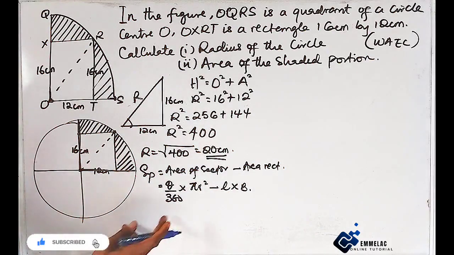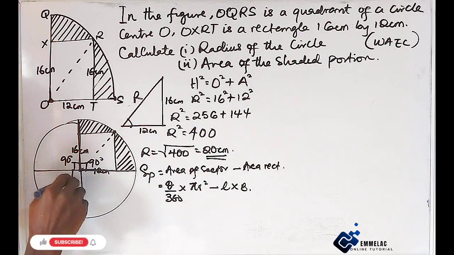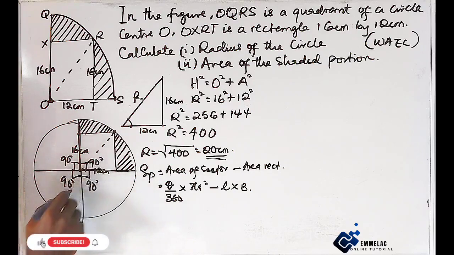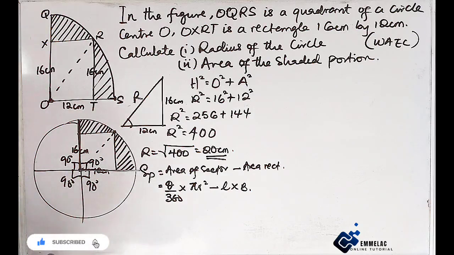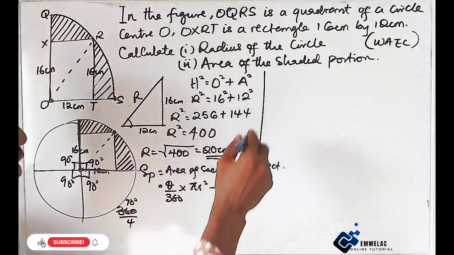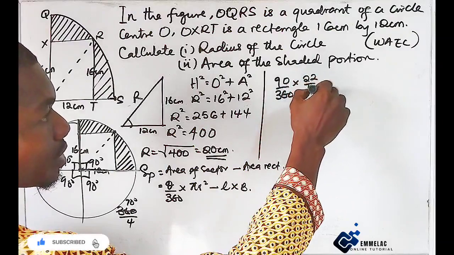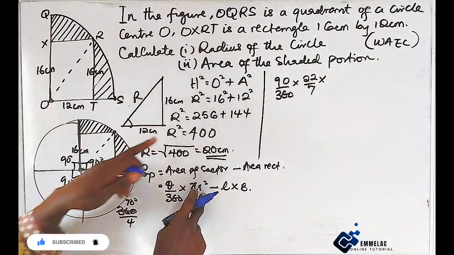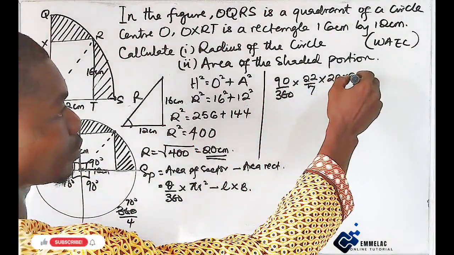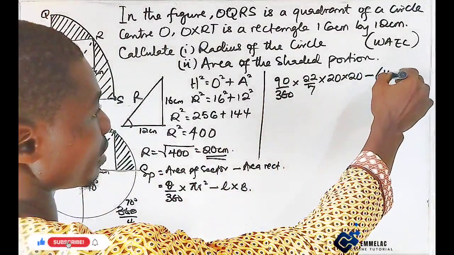From here we can also attest that this is 90, this is 90, this is 90, and this is 90. Since this part is a quarter of a circle, and the circle is 360, 360 divided by 4 gives us 90. So we now have 90 over 360 times 22 over 7 times our radius, already gotten as 20. That will be 20 times 20, then minus length, which is 16, times 12.